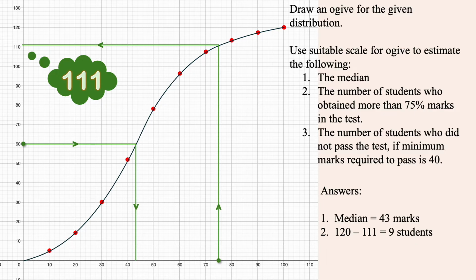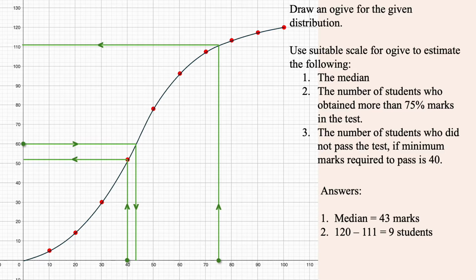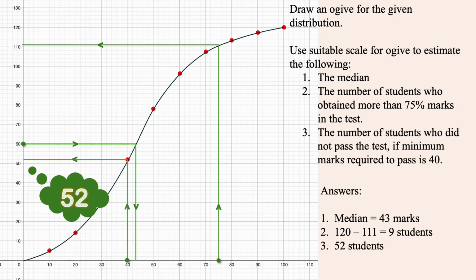The third question says, find the number of students who did not pass the test. So if the minimum marks required for passing is 40 and 40 marks lies on x-axis, we start with a point 40 on x-axis. We go straight up to the curve and then left on y-axis. The number representing this point is 52. So we can say that 52 students did not pass the test.